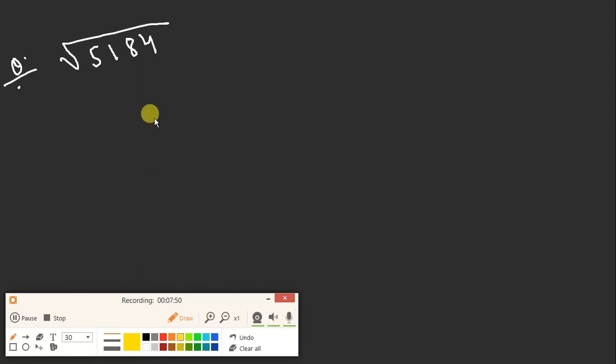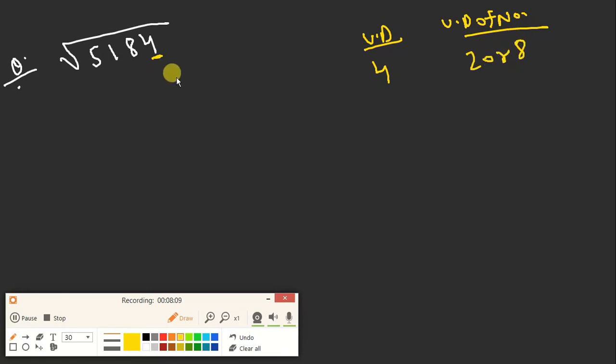So see friends, just now I told you, first of all, you will see the unit digit of the number. So if the unit digit of the number is 4, then the unit digit of the answer can be what? Tell me. It can be 2 or 8. Just now we have seen it can be 2 or 8. Okay, it is clear. Since the unit digit of the number was 4, the unit digit of the square root can be 2 or 8, right? So it can be 2 or it can be 8. This is the unit digit.